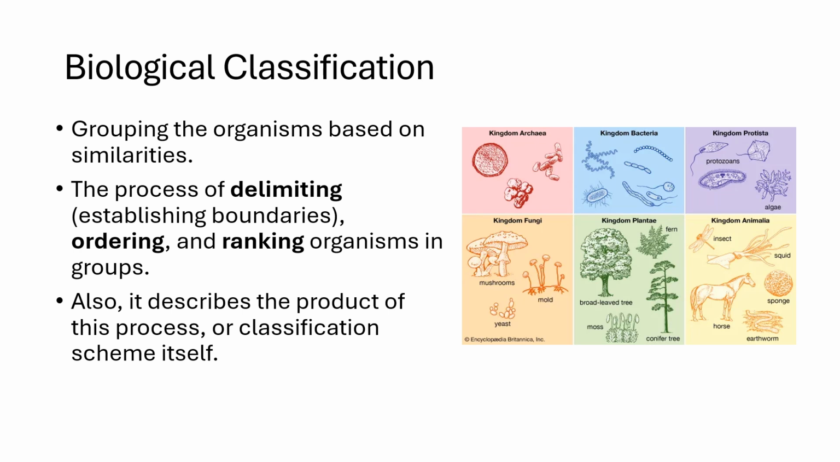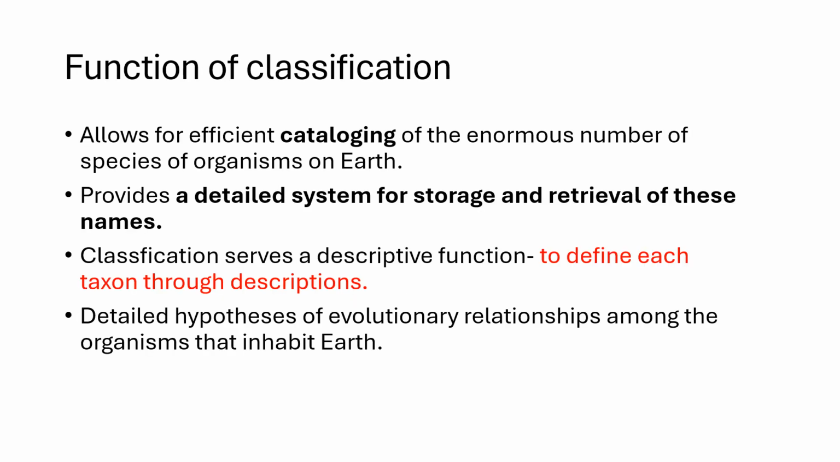Also, when we talk about classification, the process of classifying is one thing, that is to group the organisms based on similarities, but ultimately when we get a chart or a scheme, then also we call it a classification. So classification can be a noun, it can be a verb. So what is the function of classification?